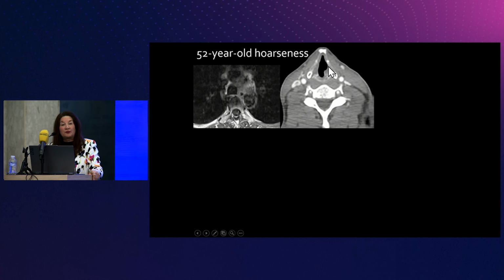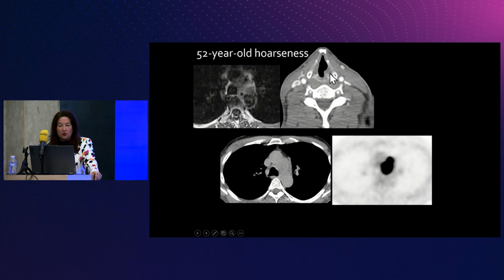This is vocal cord paralysis, right? The mass is compressing the recurrent laryngeal nerve. You see the dilatation of the laryngeal ventricle and the medialization of the arytenoid.